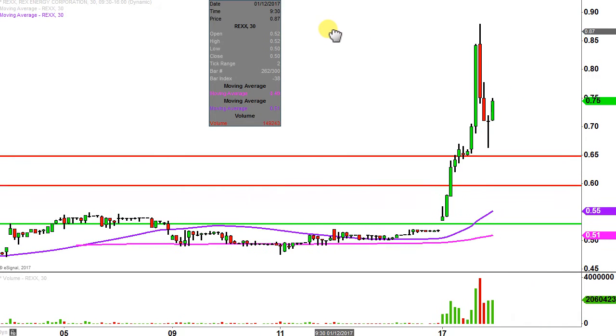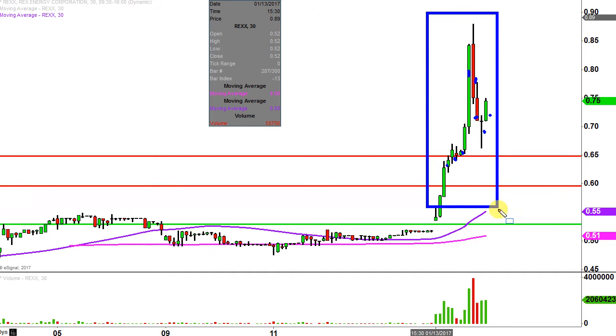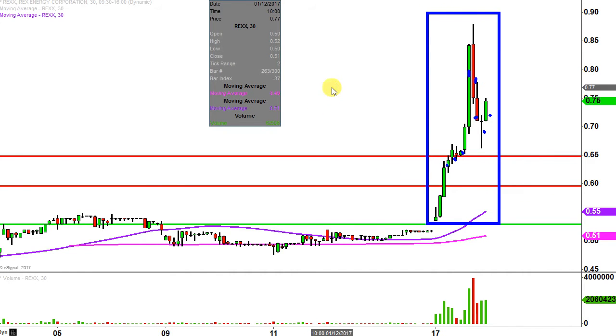Real quick, what do I mean by 30-minute in case maybe you're new to charts? Instead of each one of these candlesticks here representing one day's worth of price action, which is what you would normally see, each one represents 30 minutes. So while this may look like several days' worth of time right here, it's actually just today's price action broken down into 30-minute time slices.